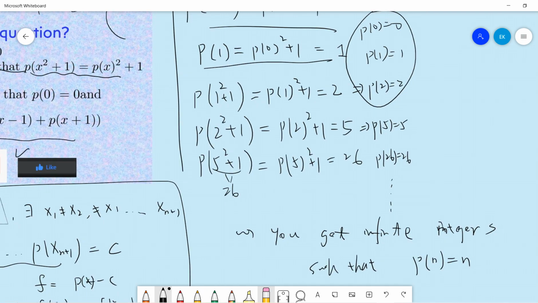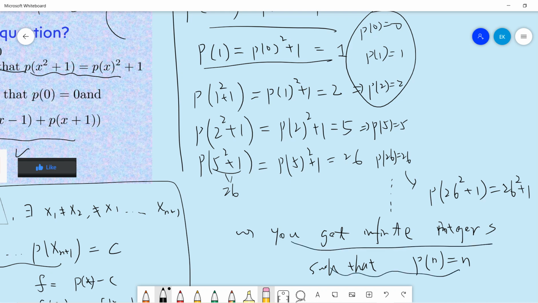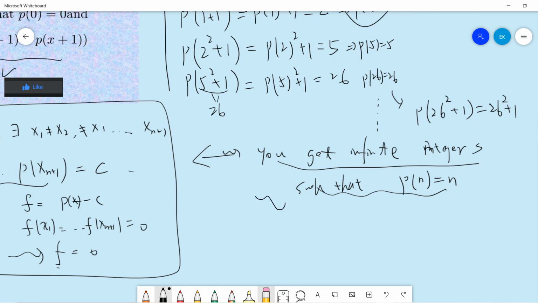Right? So the first one is 0, 1, 2, 5, 26, and then the next thing you get should be 26 squared plus 1. And you keep going, so you will get infinite integers such that P of n equals n, right? But from this principle, we know that this is a finite degree polynomial. So finally, from this, we guarantee that P of x must be equal to x.